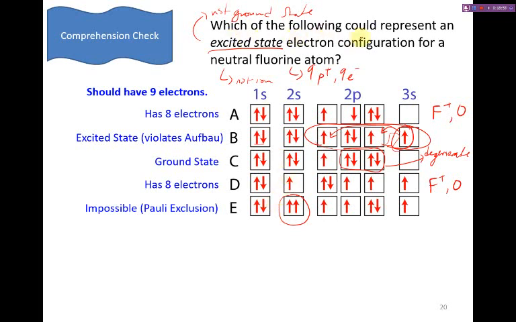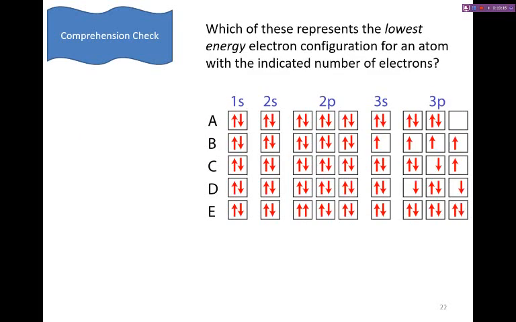So the question is asking, what could be an excited state? Well, only B could be an excited state. We have A and D, which are not neutral fluorine. C is the ground state, and E is impossible, not excited state. Okay? Why don't you try this next one to see if you can figure it out, so pause the video, try it on your own, and then come back and I'll show you how to do it.